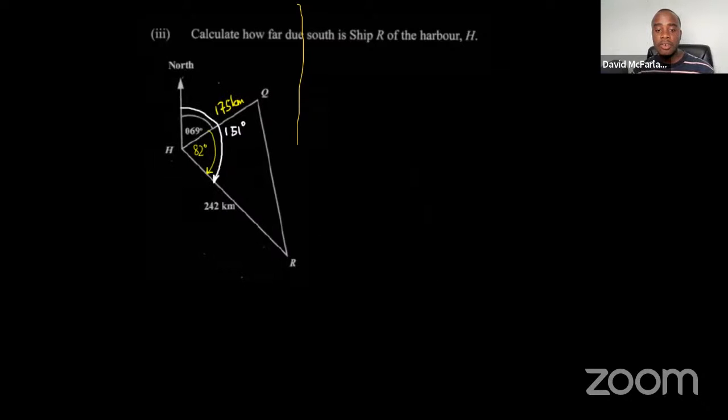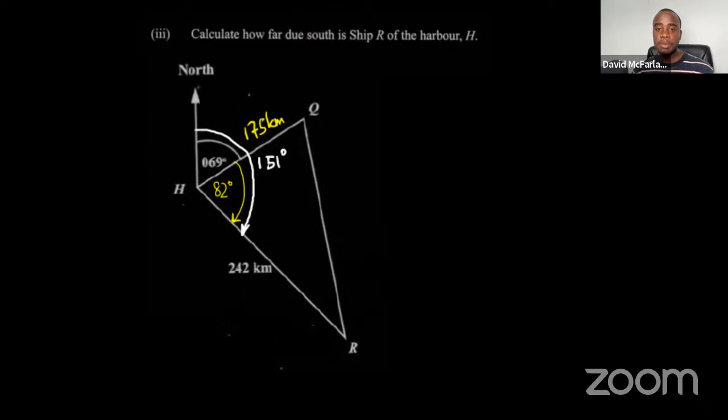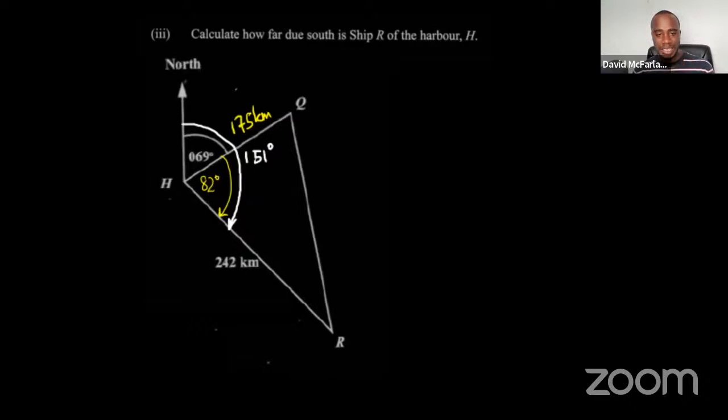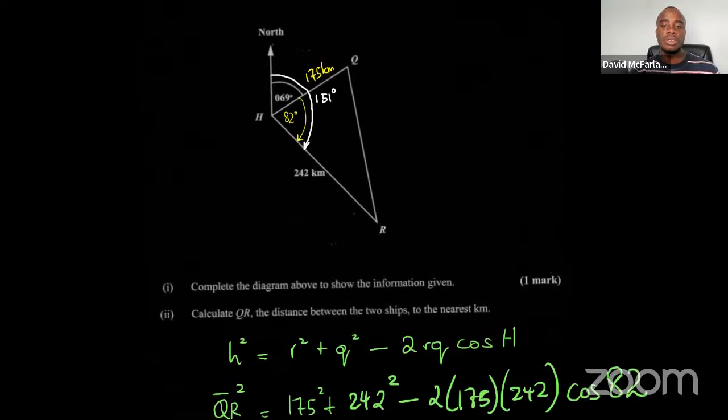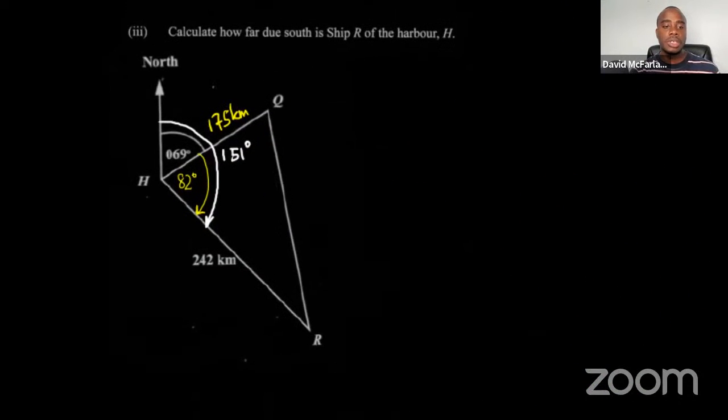So I want to calculate how far due south is ship R off the harbor H. Now, when it says how far due south, what does that really mean? Well, if we have our north line, then for it to go south, I use green, so I'm going to use blue. If we're going to go south, that means we're going to go in this direction, opposite to north. And basically, we want to know how far due south is ship R off the harbor H.